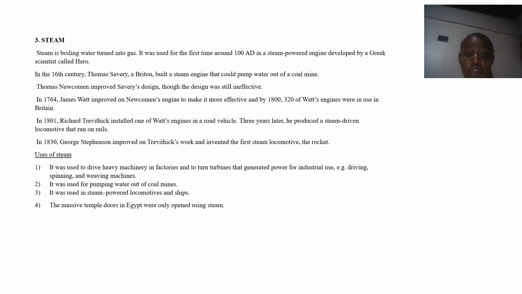Then we look at the uses of steam. It was used to drive heavy machinery in factories and turn turbines that generated power for industries. It was used for pumping water out of coal mines. It was used in steam-powered locomotives and ships. The massive temple doors in Egypt were opened using steam. Steam was used to open doors.